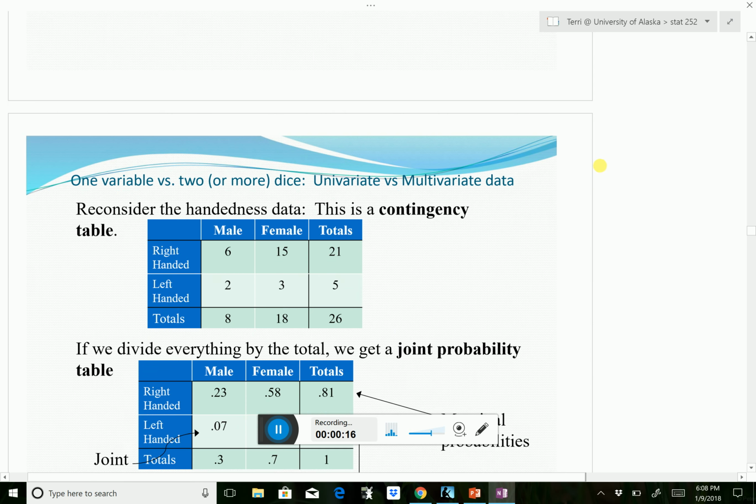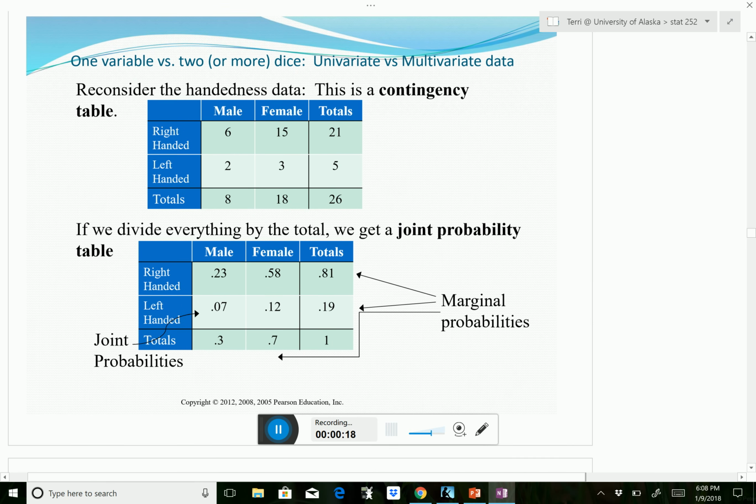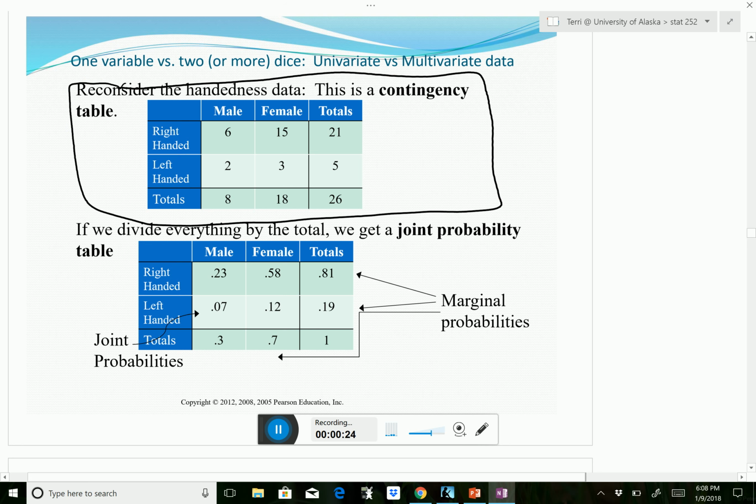And a contingency table is, let's look at this handedness data that we had before. Okay, a contingency table is where we have two variables. So up till now, we've talked a little bit about univariate data. Now we have what we call bivariate data. You can have more and have multivariate data as well.